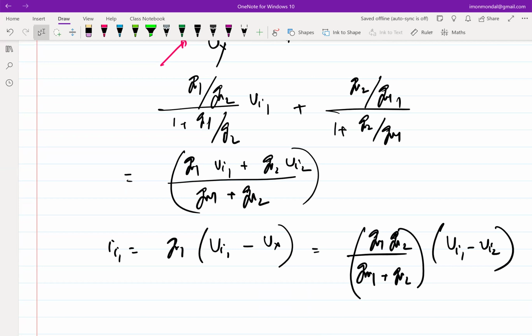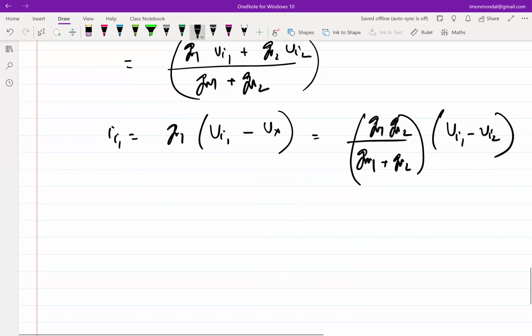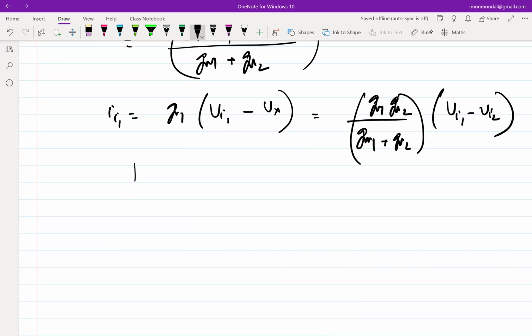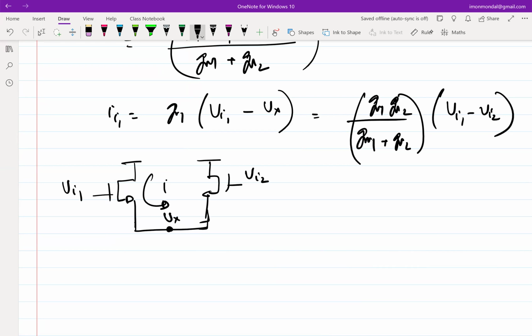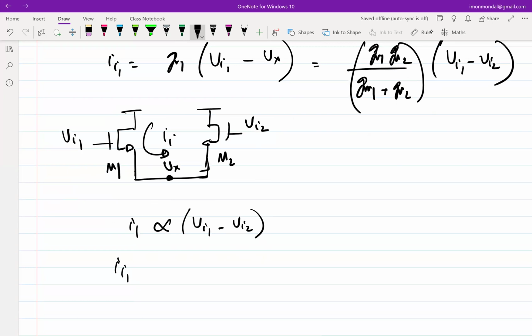Okay. So a very important result. You should pay some attention to this result, because now what we are seeing is a contraption. Let me redraw the contraption. Again, I'll emphasize that this is all in the incremental domain. So I call this current I1. This I1 is proportional to VI1 minus VI2, where the proportionality constant is GM1 GM2 / (GM1 + GM2).